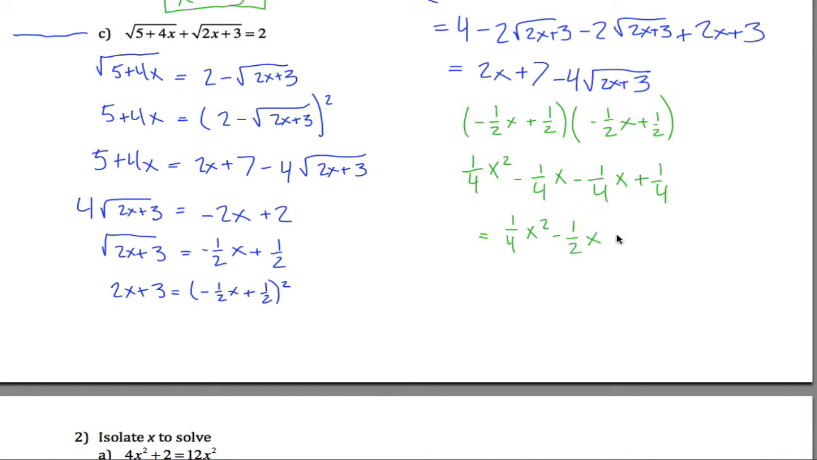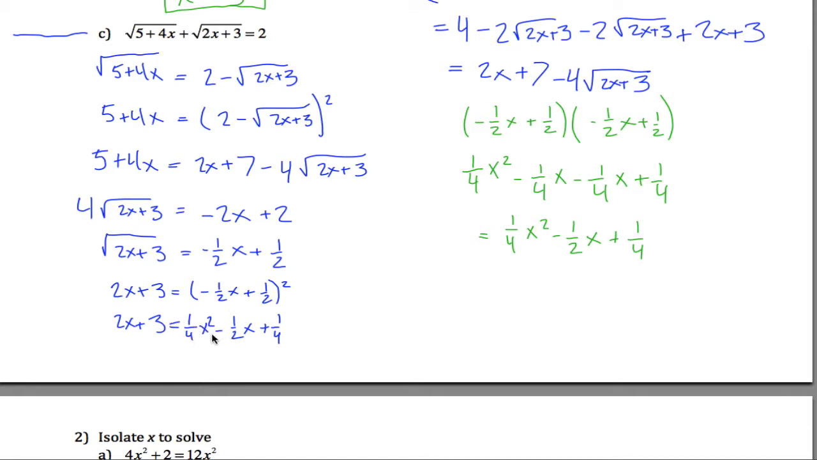2/4 is the same as 1/2. So back over here in blue, I got 2x plus 3 is equal to, I expanded this out over here to figure out it's 1/4 x squared minus 1/2 x plus 1/4. All that work, I finally have an equation that doesn't have any square roots in it, so I can solve this equation. A couple different ways you can solve this.